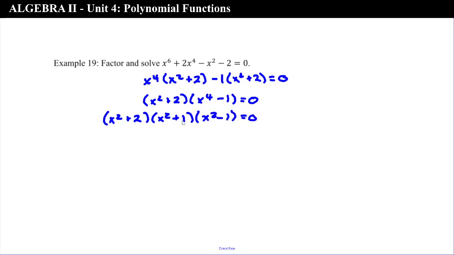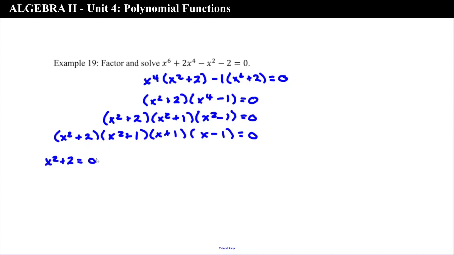Now, can we factor any of these? Well, x squared minus 1 is a difference of squares again. So we got x squared plus 2 times x squared plus 1. And we factor this one down to x plus 1, x minus 1. And now we have done all the factoring we can. We'd split it up. X squared plus 2 equals 0. X squared plus 1 equals 0. X plus 1 equals 0. X minus 1 equals 0.